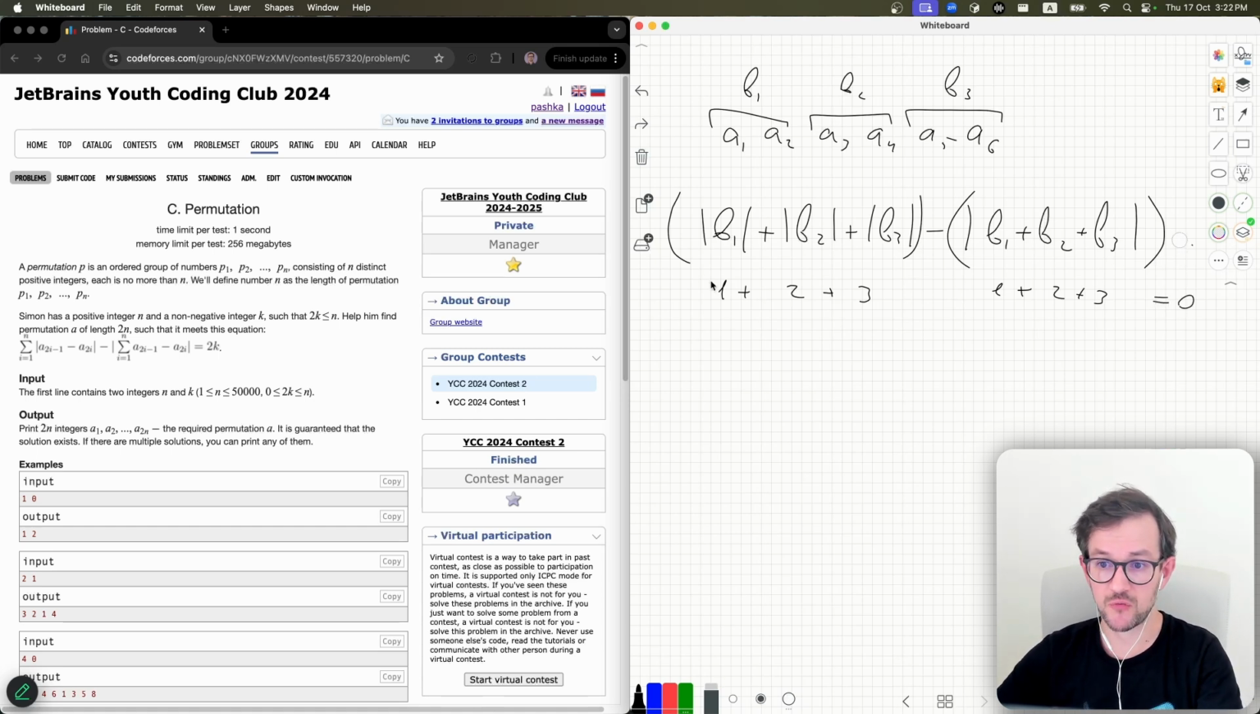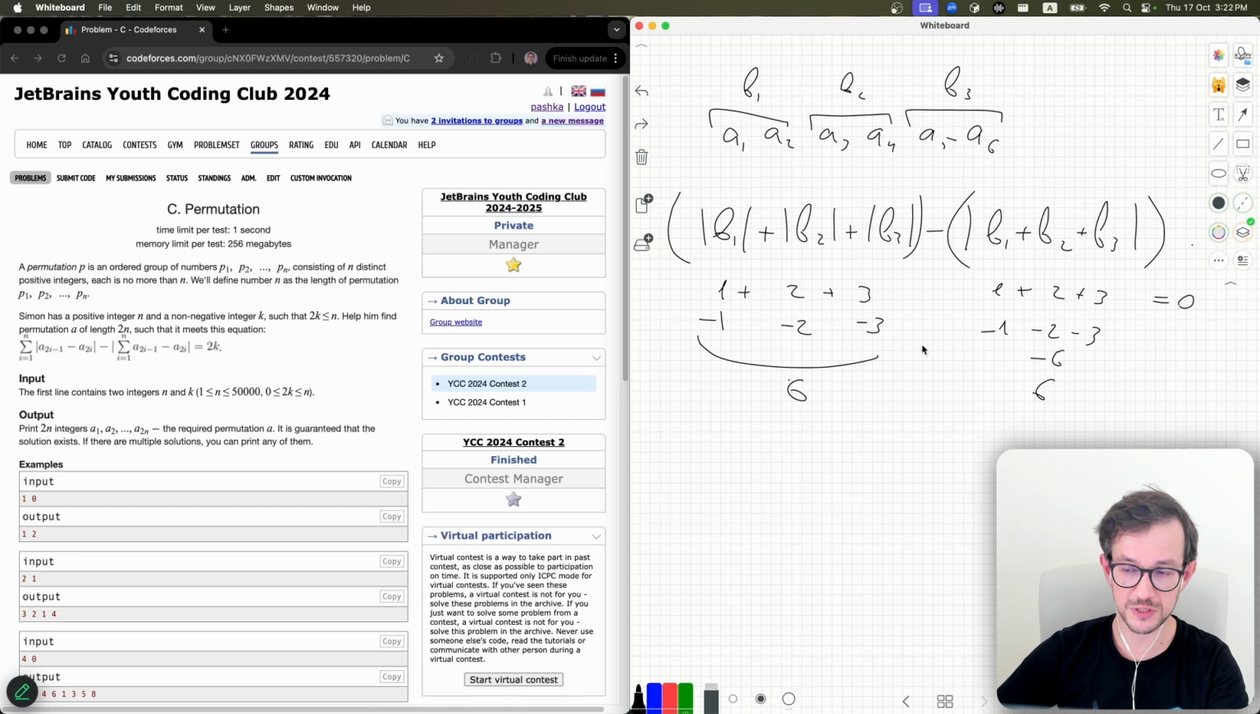Yeah. And if all elements are negative in the same way, so if we have minus 1, minus 2, minus 3, then here again I have 6, and here I have minus 1, minus 2, minus 3, so the sum is minus 6. Minus 6, and then I calculate the absolute value, and again I have 6. So if all numbers are positive, I have 0. If all numbers are negative, I have 0.